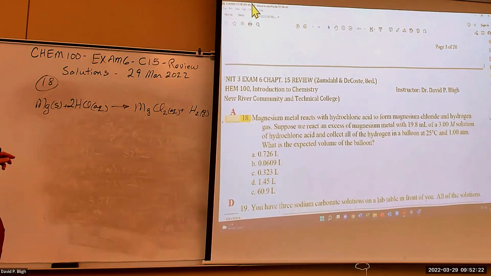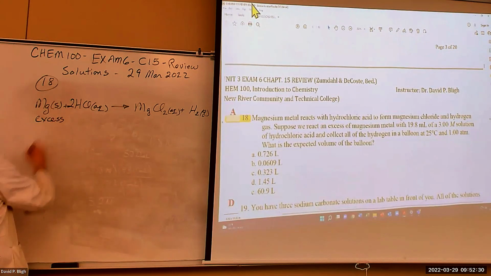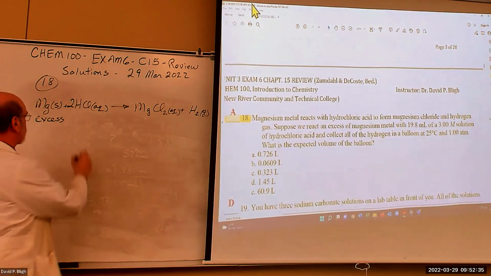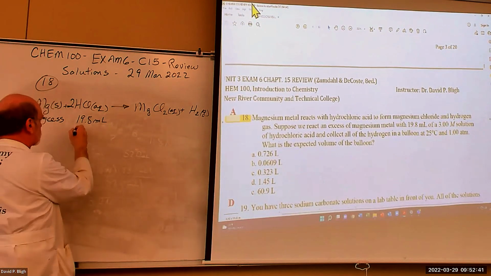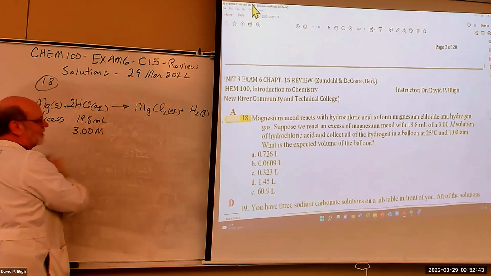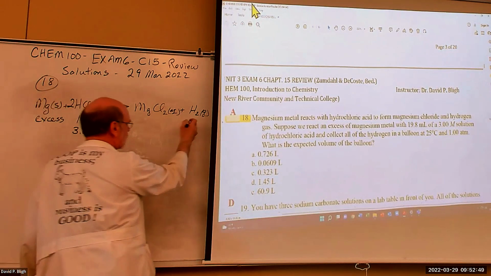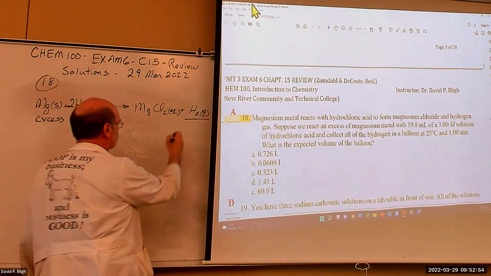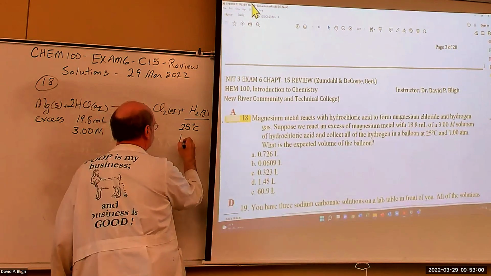Okay, now what are we given? I'm going to put it up here on the board next to the equation. Excess magnesium, we'll never run out of that. Hydrochloric acid is 19.8 milliliters of 3 molar. Collect the hydrogen gas, so we're focused on this as a product, at 25 degrees and 1 atmosphere pressure.